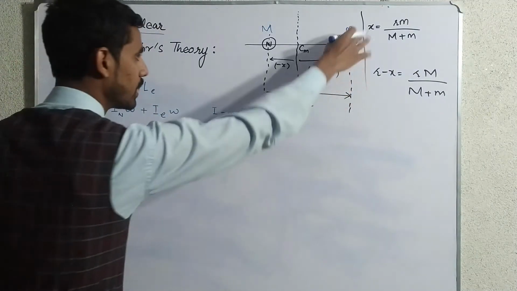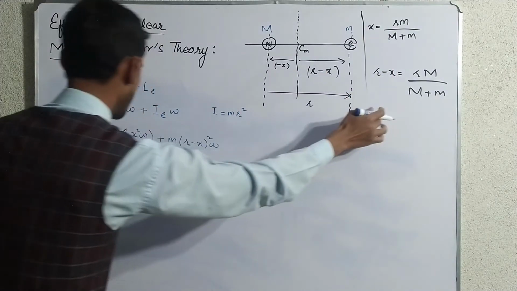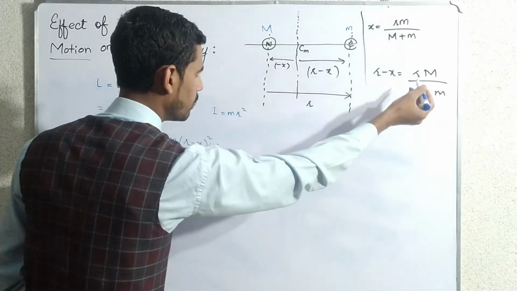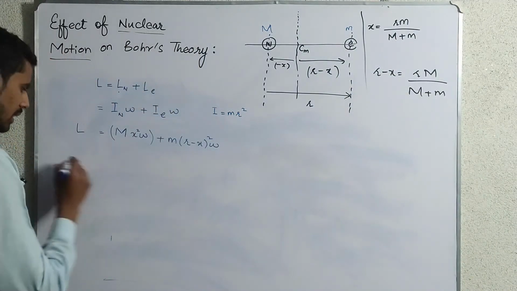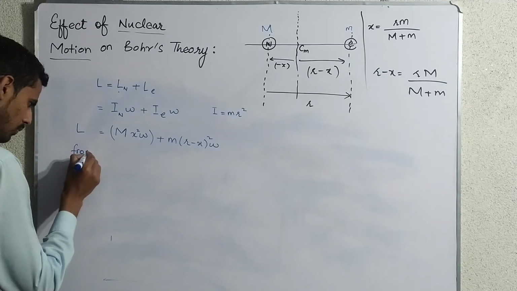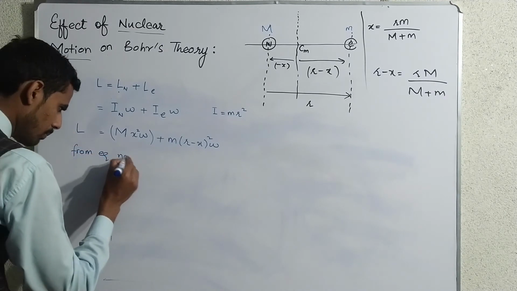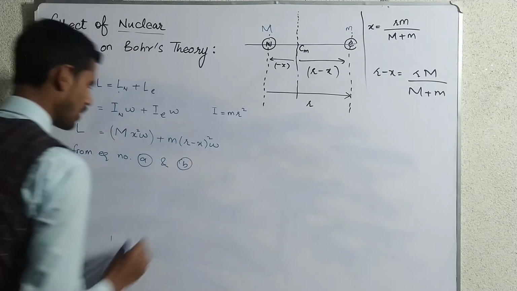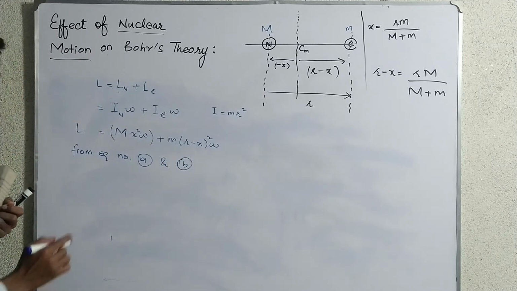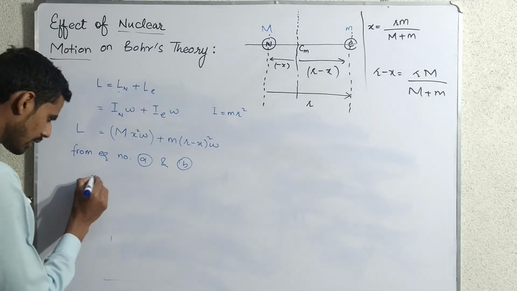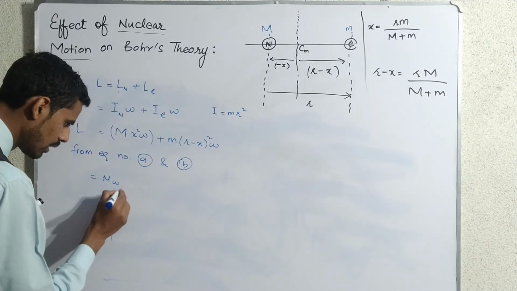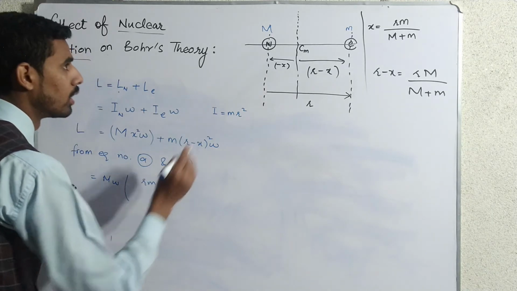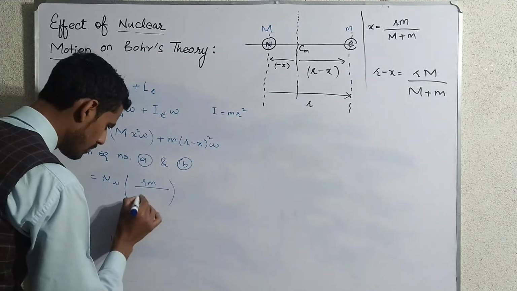So from these two equations, putting these two values here, as we named them, equation number A and equation number B. So from equation A and B, putting these values here, it will be m omega into R m, where x is with the small m, and you have to take care about that.